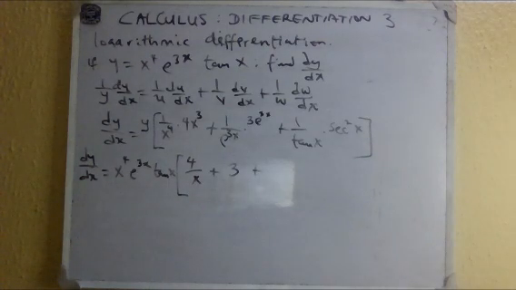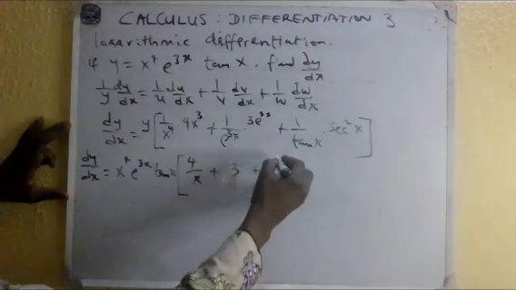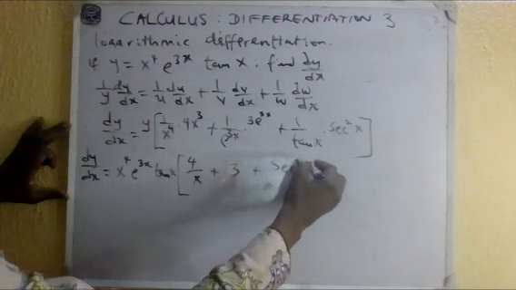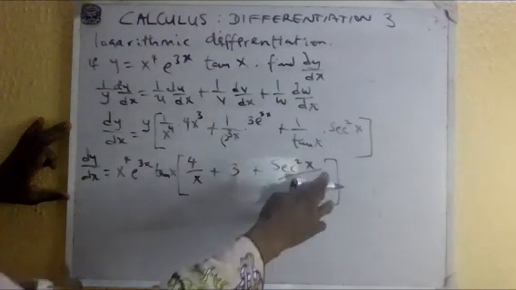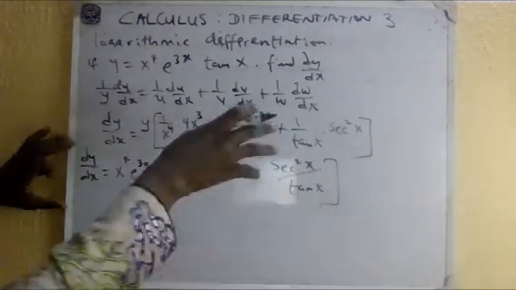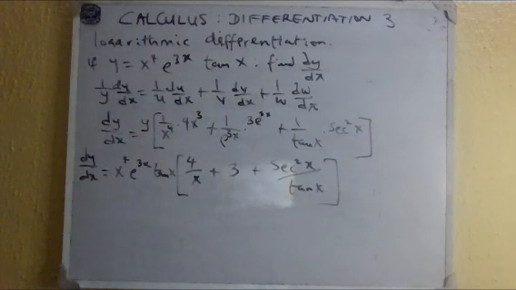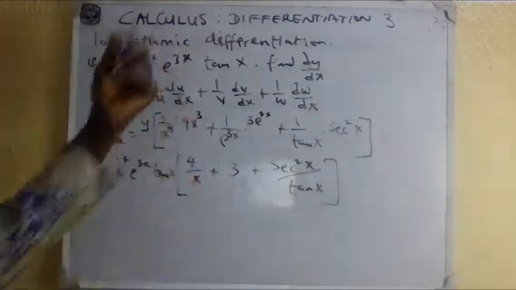Sec squared x over tan x is just the same thing as saying sec squared x over tan x. I can't resolve this one further, though you can try, but this is the simplest way it can be. So this is the answer for this.